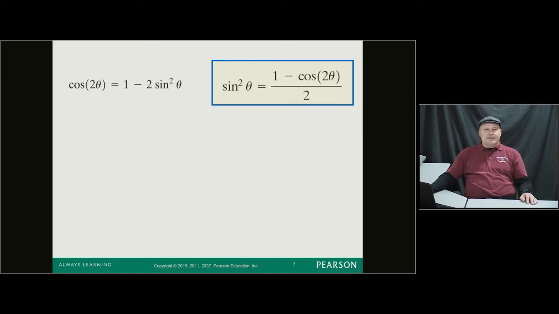So what that basically means, if you want to evaluate a sine squared of an angle, and you don't want to square anything, then all you got to do is take cosine of twice that angle, subtract it from 1, and divide it by 2. And you're like, well, why would I want to do that? Well, maybe I don't know how to evaluate a sine squared function on my calculator. Or maybe something a little bit more ominous that comes later on.